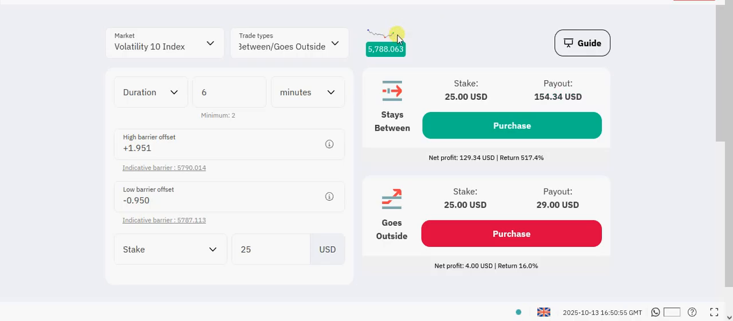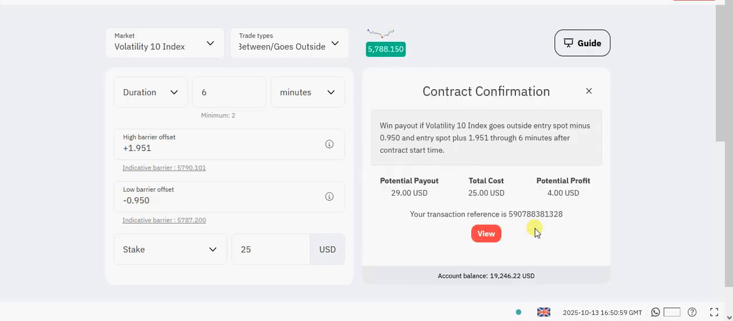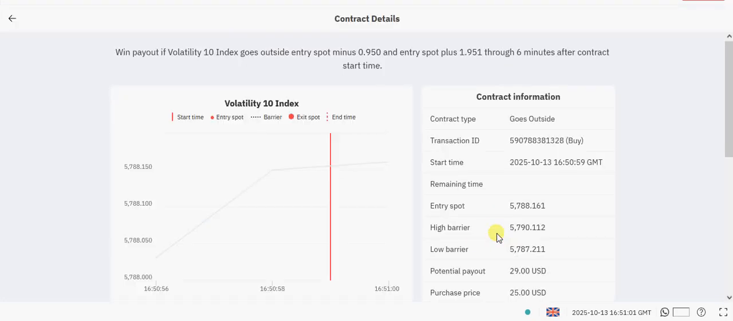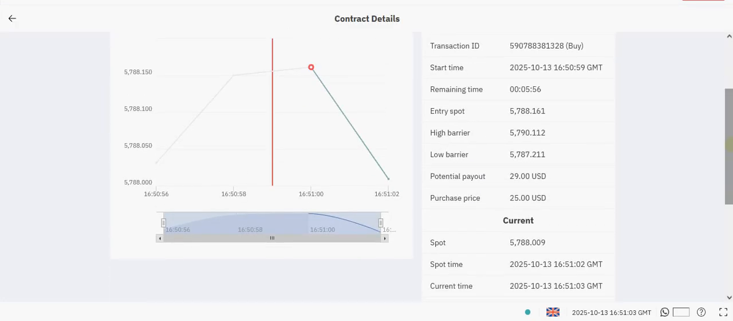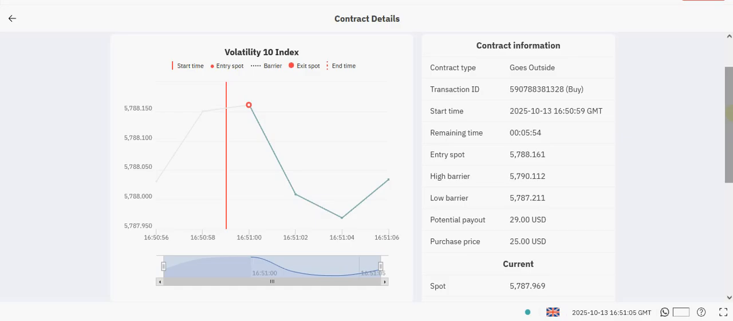You can see we're watching the wall movement. It's pushing right up. It has to be going up and facing up. So it's up there. We're going to click on Goes Outside. So let's wait for the outcome of that trade.